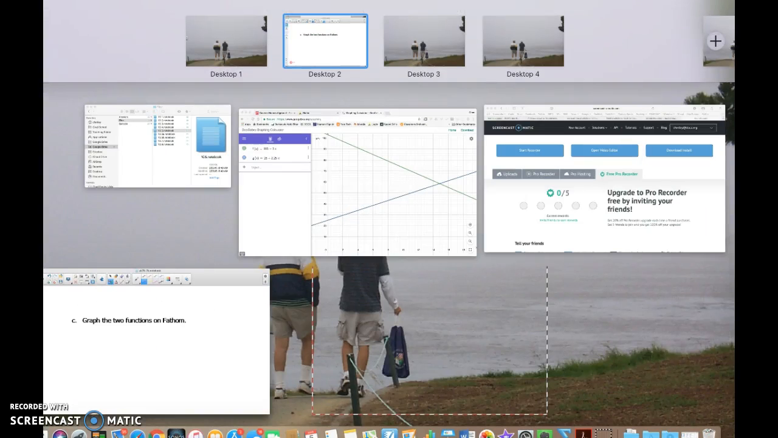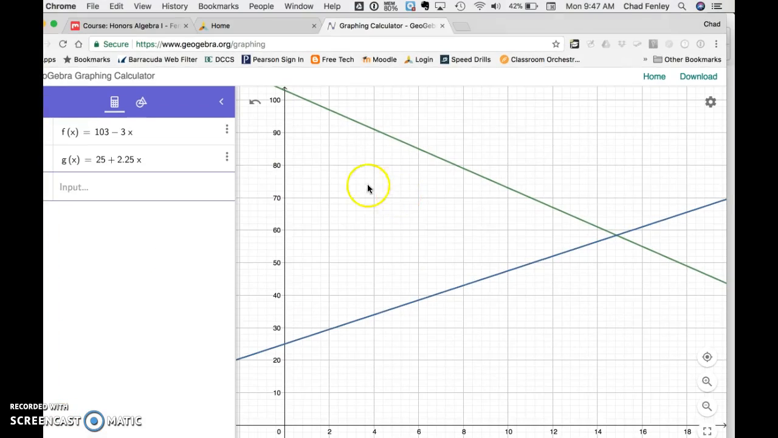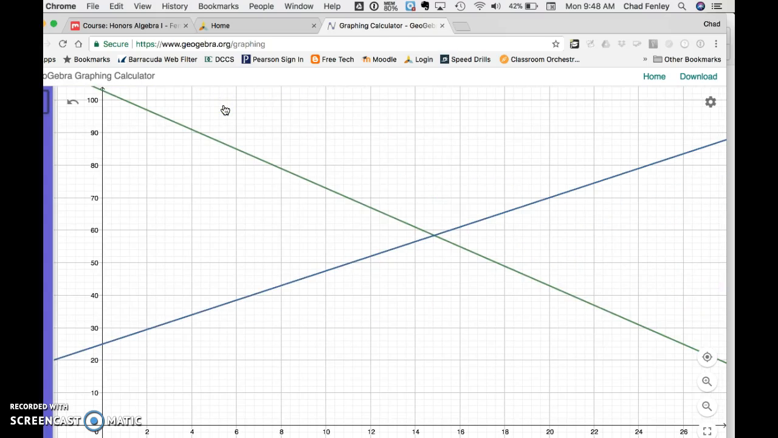So we graph them. I already graphed them on GeoGebra. The green line is my whole milk, 103 minus 3x, and the bluish purple line is my low-fat milk, which I call L of X, 25 plus 2.25x. We'll give ourselves some more space.